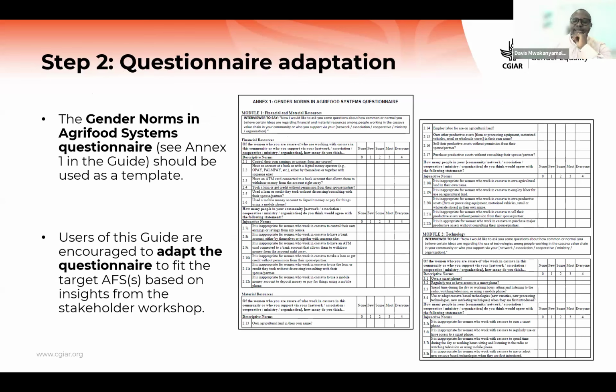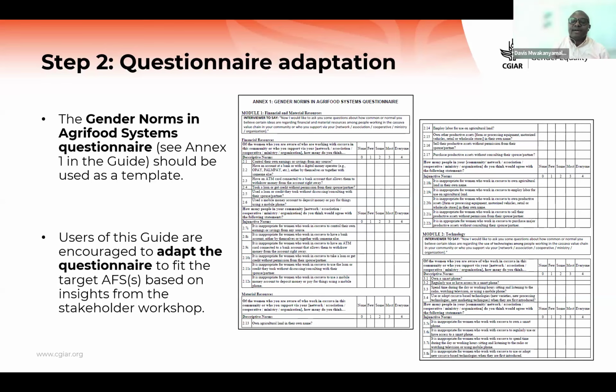Now, the guide also contains the gender norms in agri-food systems questionnaire, which is actually annexed to the guide. But this questionnaire should only be used as a template, and therefore users of the guide should adapt the questionnaire in order to fit their needs, particularly based on the insights they receive from stakeholder consultation.